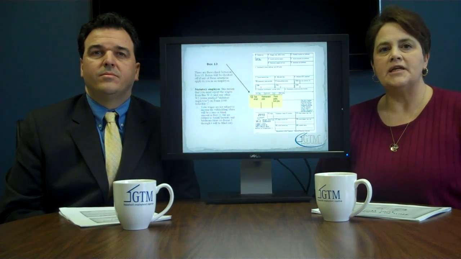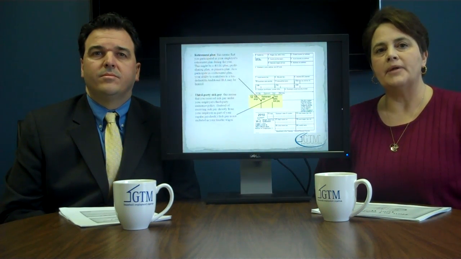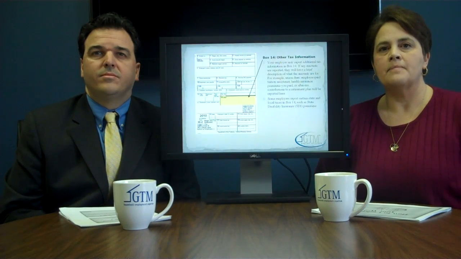Box 12 is deferred compensation and other compensation. There are many codes within this Box 12 that can be used. We've listed here the most popular top 4 codes for Box 12. Box 13, there are 3 boxes located here. The boxes will be checked if any of these situations apply to an employee: a statutory employee, a retirement plan, or third-party sick pay. Box 14 is other tax information. This is just for information only. The employer can use it to enter any information that they need to report to you as the employee.